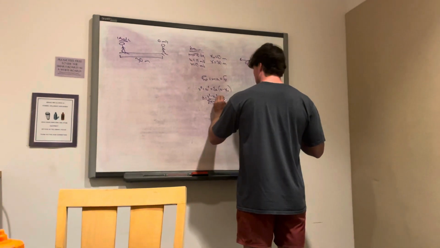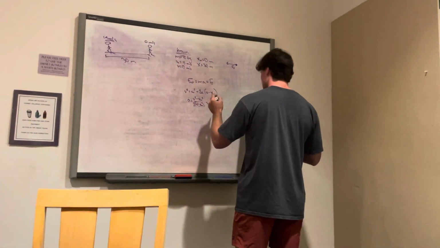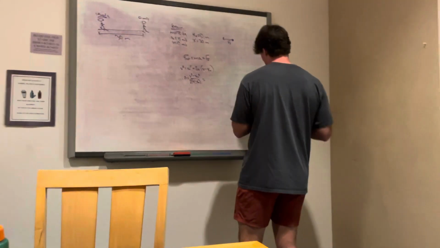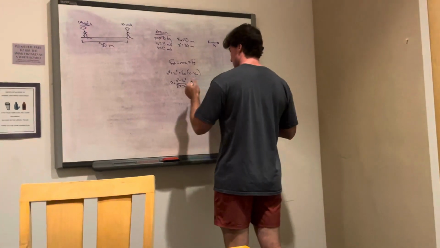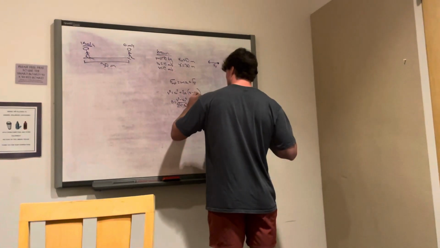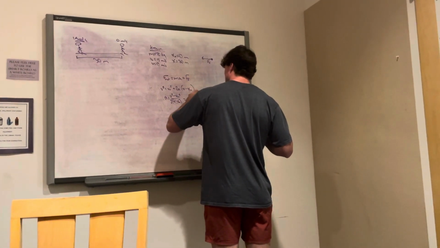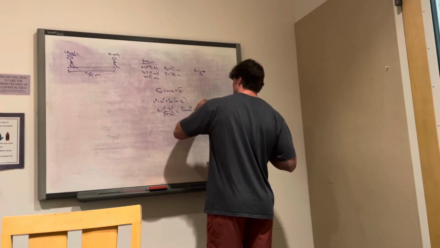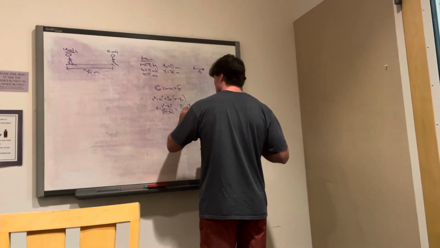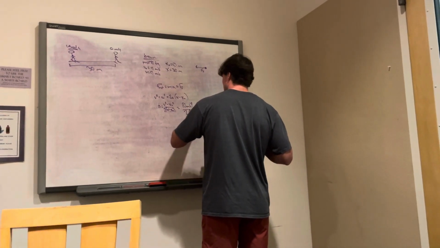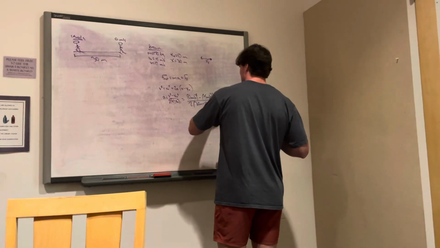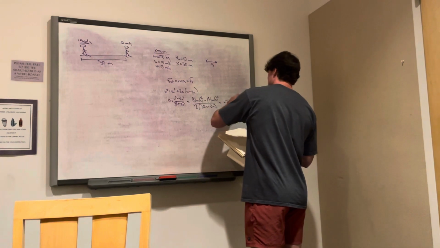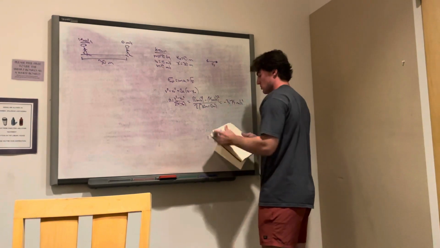So when we put in the values that we know, we have 0 meters per second squared minus 15 for our final velocity squared, over 2 times 30 meters minus 0 meters. We multiply this out, we get negative 3.75 meters per second squared, which is our acceleration.